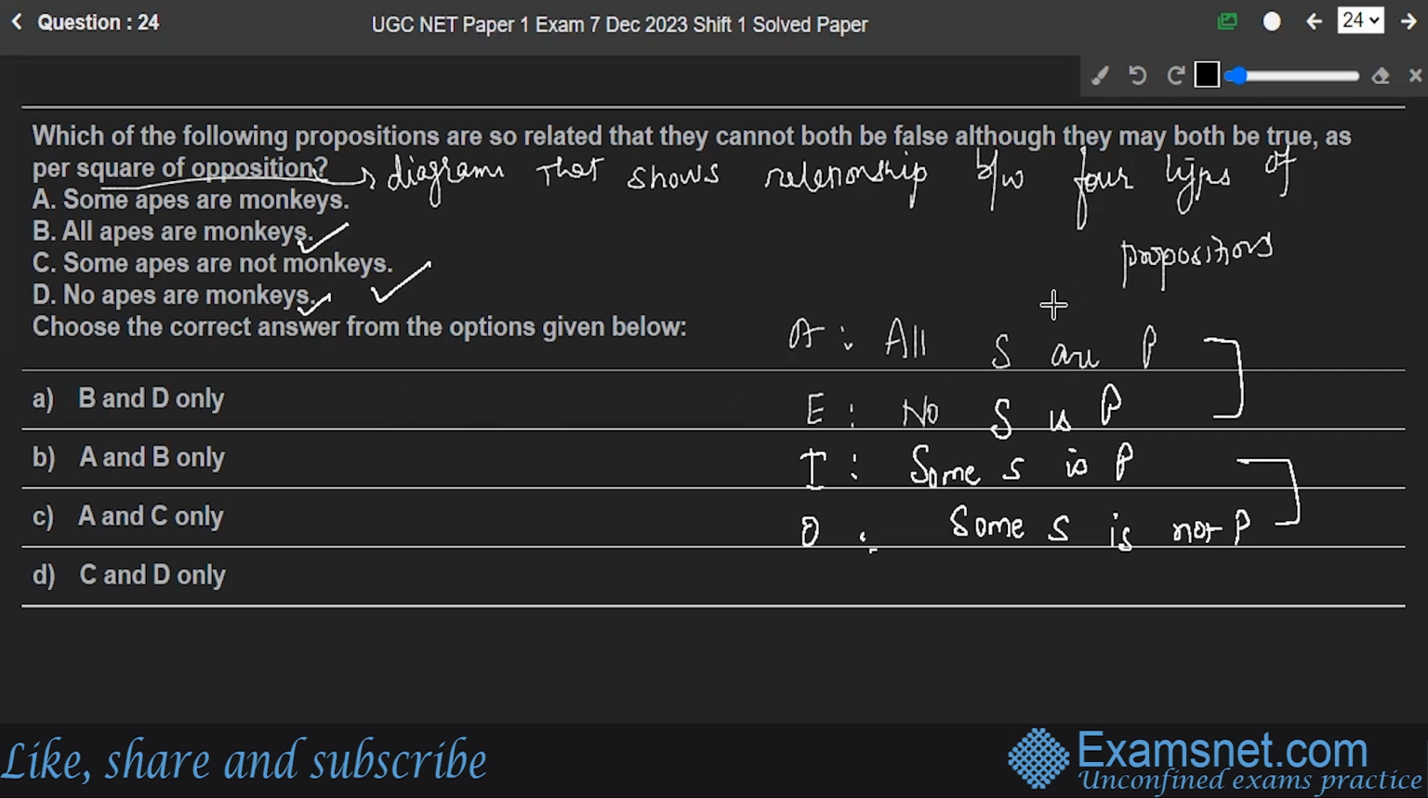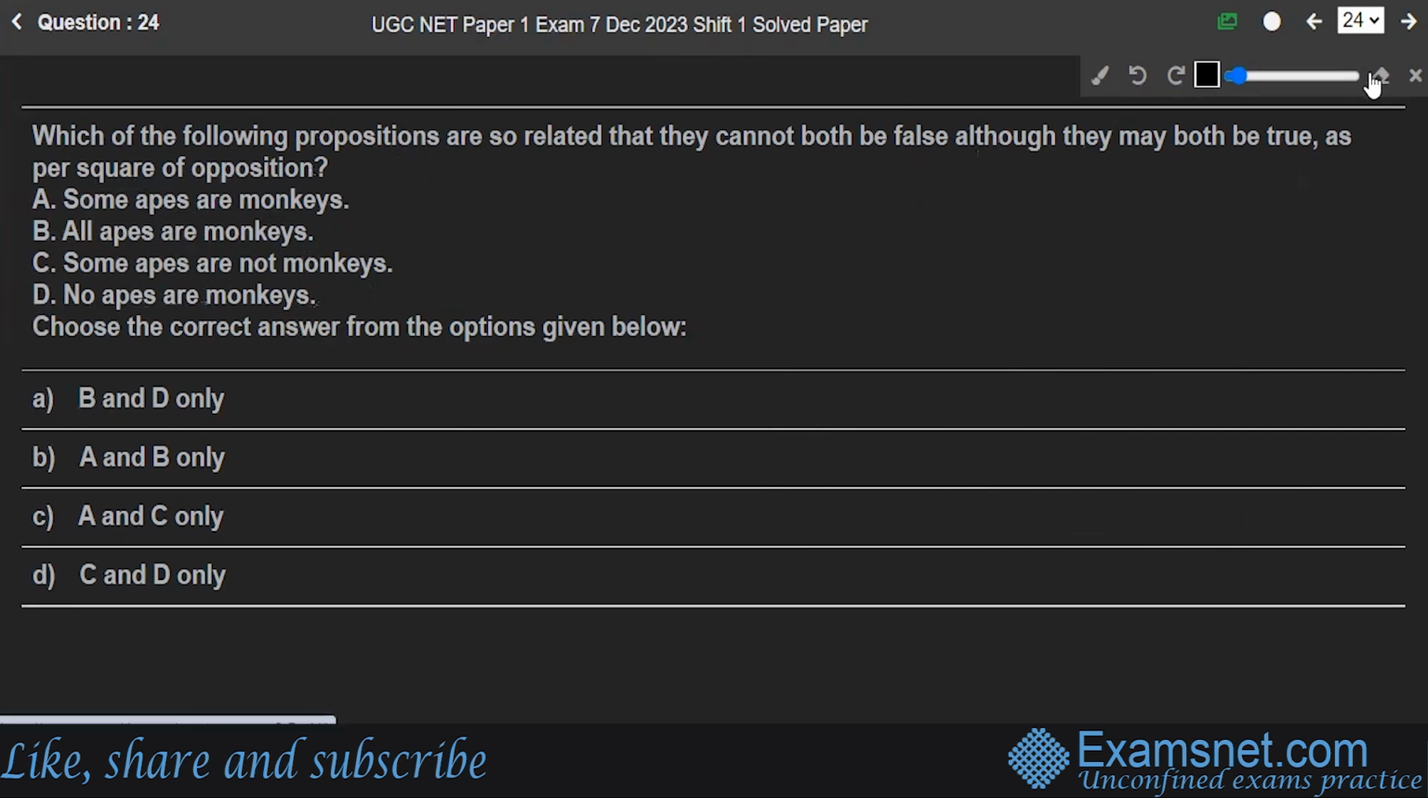So looking at these square of opposition rules, I think A and some apes are monkeys and no apes are monkeys. Wait. Some apes are monkeys and some apes are not monkeys. Yeah, these two, this is the right answer to the question.